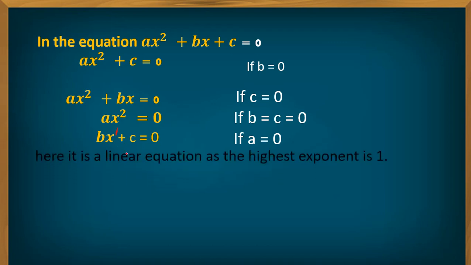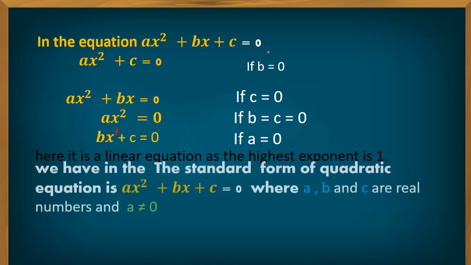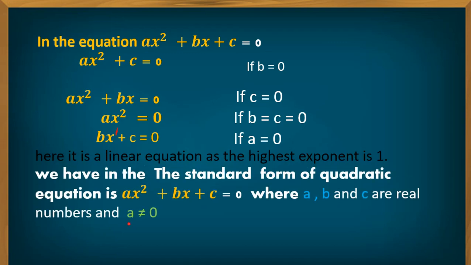Yes, it is a linear equation as the highest exponent is 1. So the condition applies on the standard form. We write ax square plus bx plus c is equal to 0, a is not equal to 0. So, understood why we are taking a is not equal to 0? If we take a is equal to 0, then the equation will become a linear equation.